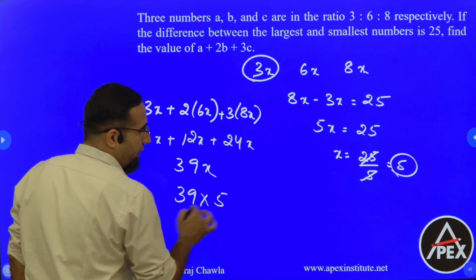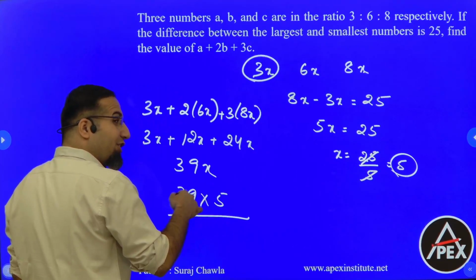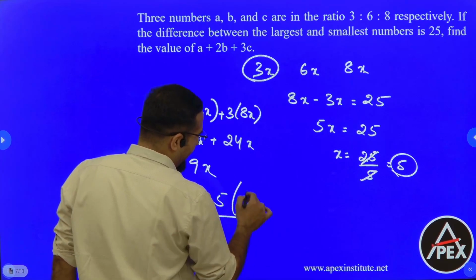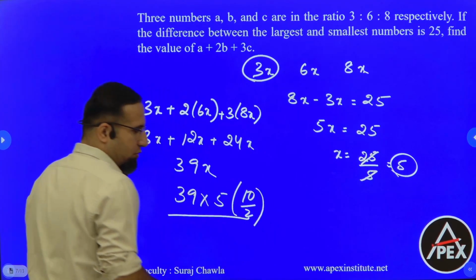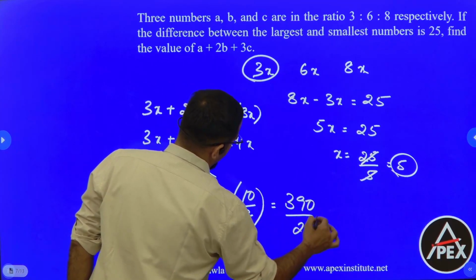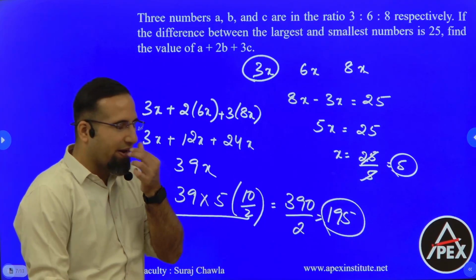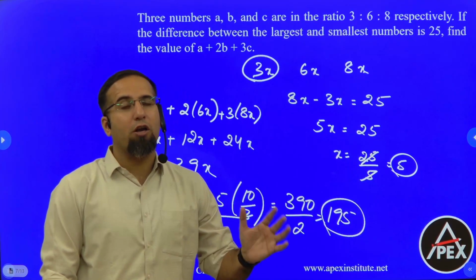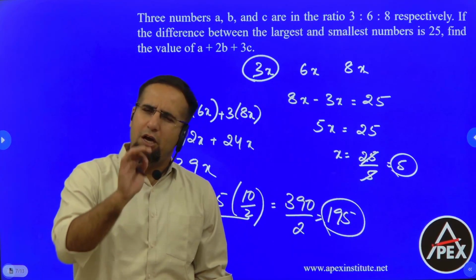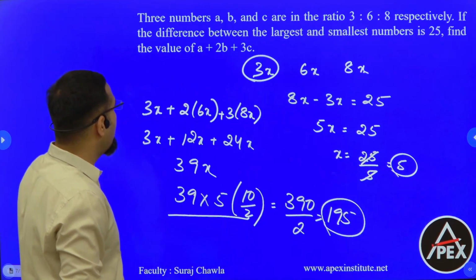39 into 5. क्लियर? सो 39 into 5 is half of 39 into 10. So you can always write 5 as 10/2. So therefore my answer directly becomes 390/2. 390/2 is going to be 195 should be your final answer. Remember the shortcut of a multiplication of 5. ये हमेशा 10/2 होता है. ठीक है? Let's move to the next question now.